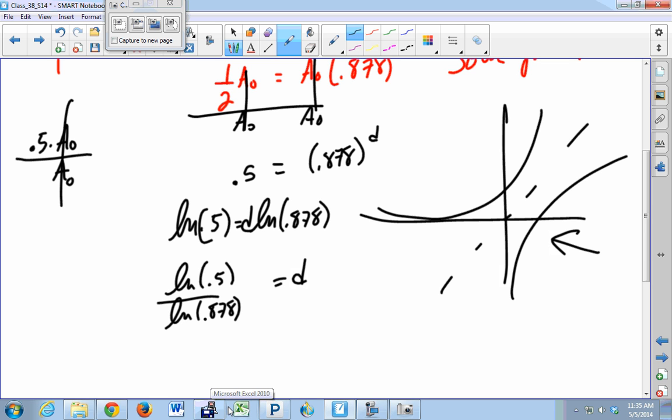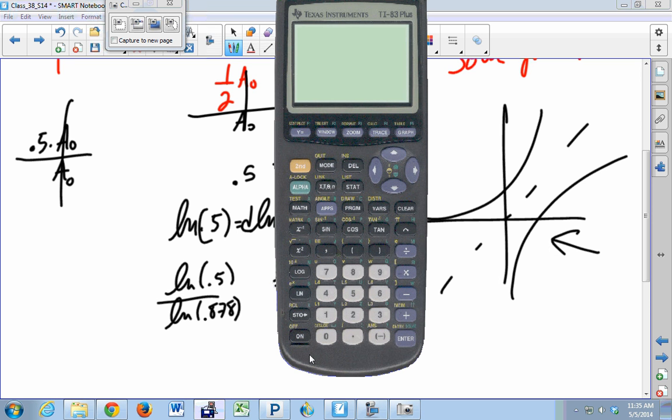That's if it stays the same. Let's see how long it's going to take us. Natural log of 0.5 divided by... when things are growing or decaying at an exponential rate, that's when you've got to start getting really, really nervous.